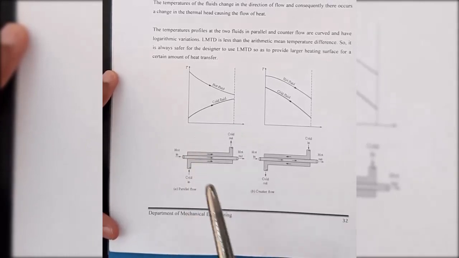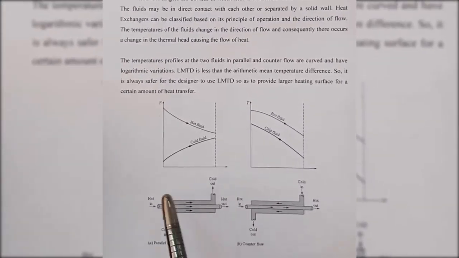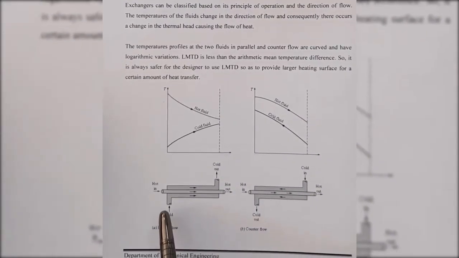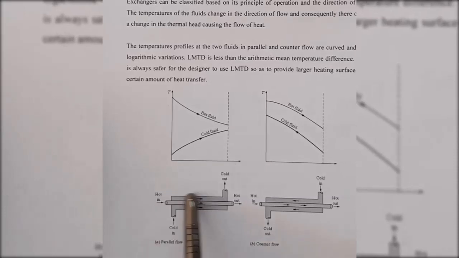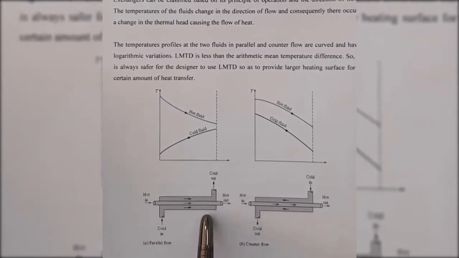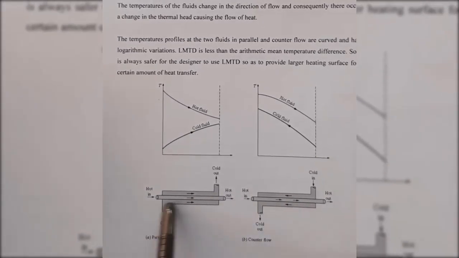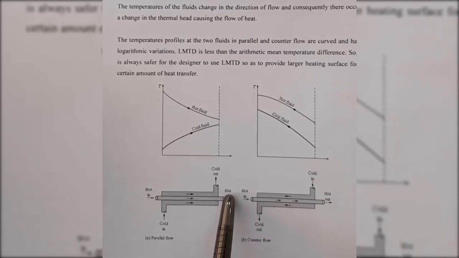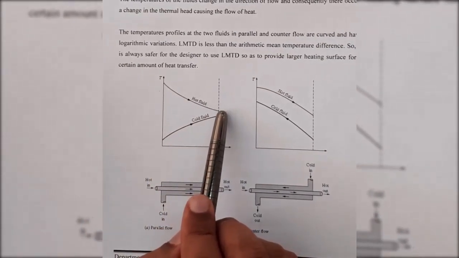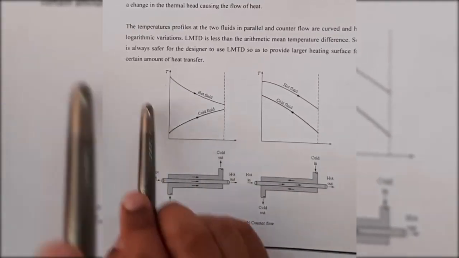This is the graph representing the temperature variation across parallel flow and counter flow. This is a parallel flow setup. As I told initially, the hot water and the cold water will flow in the same direction. The cold water is coming from this direction and hot water is also coming from this direction. What is happening to the temperature here? The hot water is losing the temperature. This is the length and this is the temperature scale.